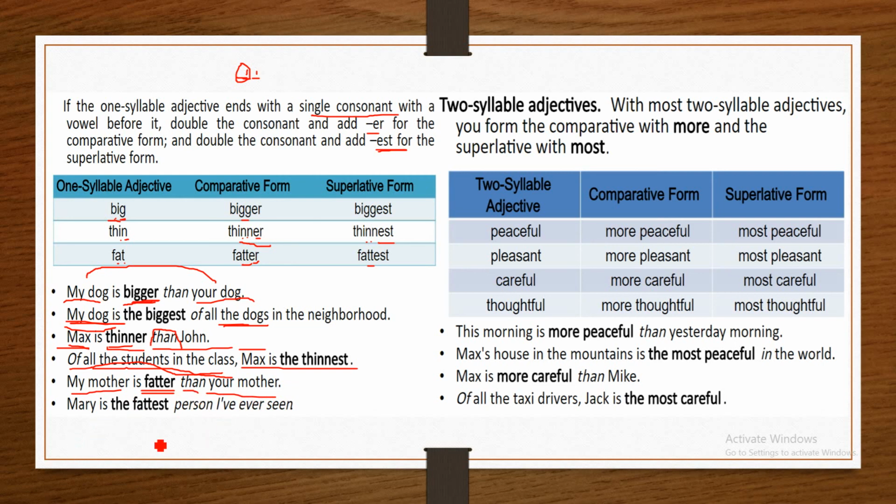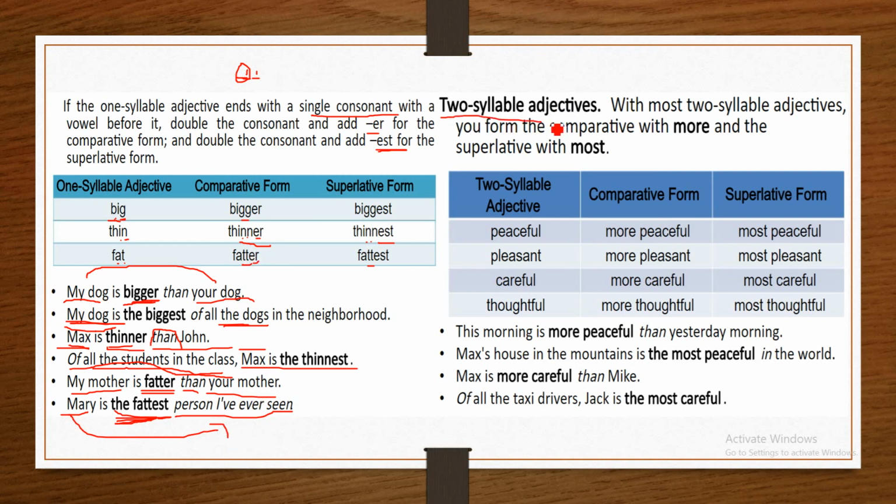Mary is the fattest person I have ever seen. You have seen fat people more than Mary, but Mary is the fattest person you have ever seen. Therefore, it should be superlative. Mary is compared to a group of people.